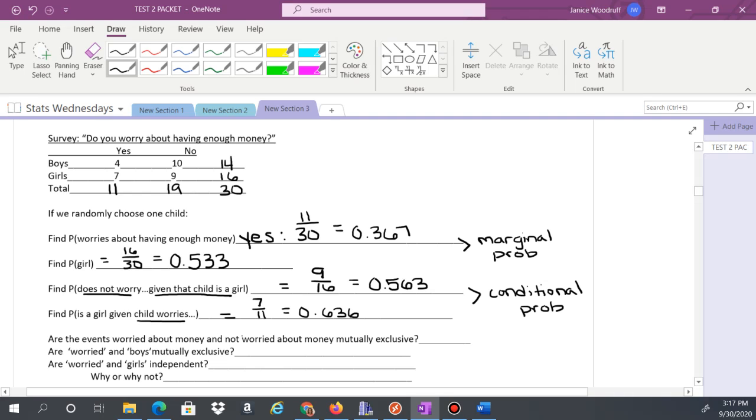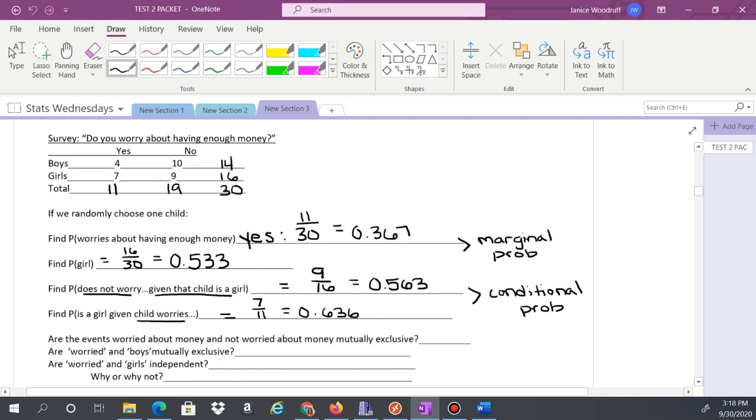All right, are the events worried about money and not worried about money mutually exclusive? You got it? Okay, yeah, because we're looking at the given first. So the difference here is that I pulled a pink card. I looked at the part that it was pink first. So I said, out of the pinks, how many? And then this one was, I pulled a card that said yes, but I'm colorblind and I don't know what color it is. So then I looked to see what color it is.